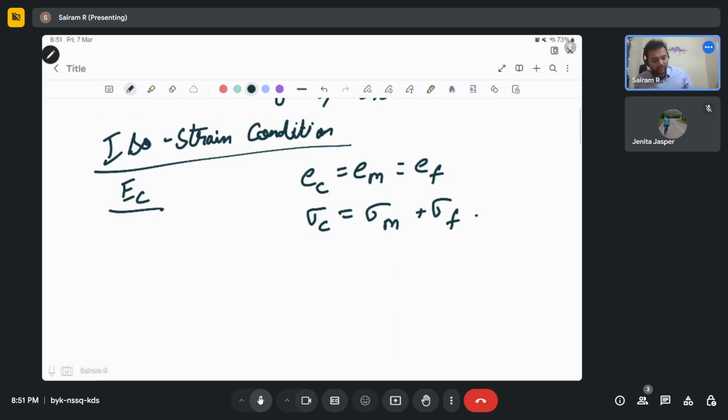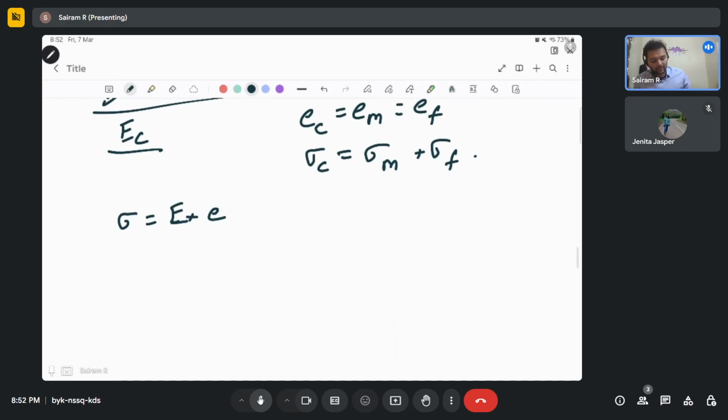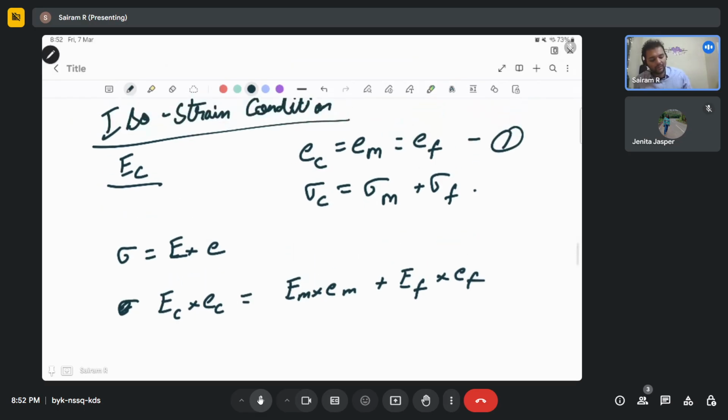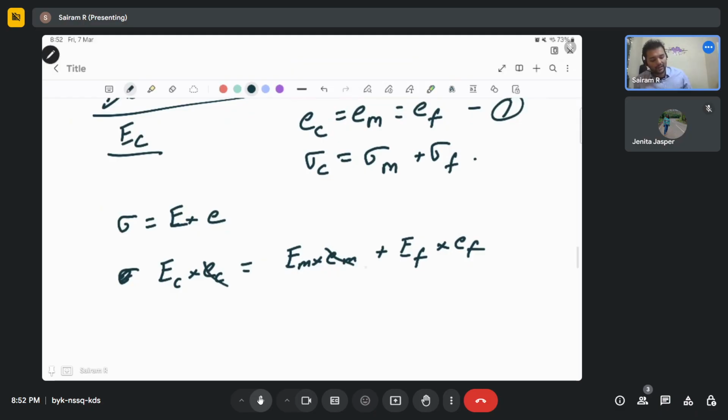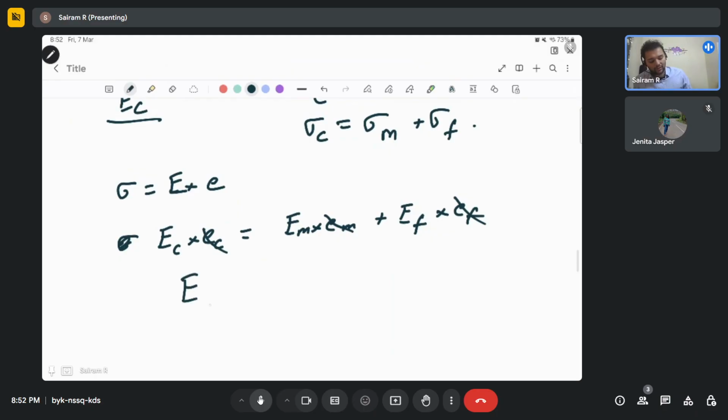We know from Hooke's law that sigma equals E into epsilon. So let's replace the terms here. Sigma C, that is EC into epsilon C, equals EM into epsilon M plus EF into epsilon F. From the very first understanding, epsilon C equals epsilon M equals epsilon F, so we can straight away cancel these. We end up for isostrain condition with EC equals EM plus EF.